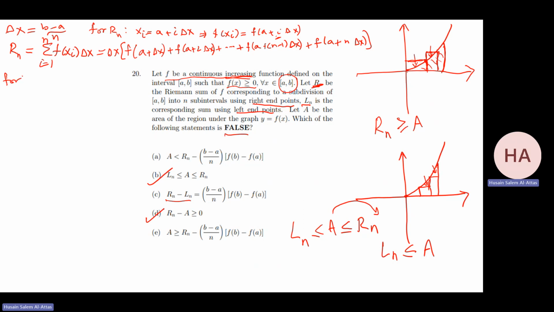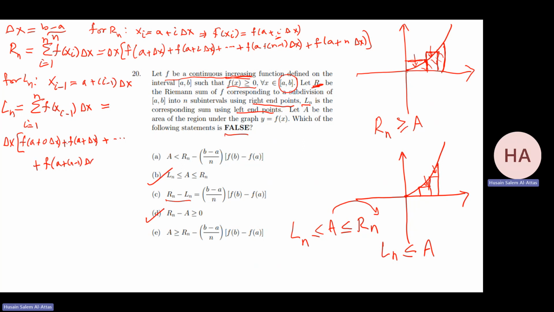Okay, now for Ln. I need x(i minus 1), since I'm using the left endpoint, that will be a plus (i minus 1) delta x. And f of x(i minus 1), so what will be Ln? Ln will be the summation i equals 1 to n of f of x(i minus 1) delta x, which is delta x times f of a plus 0 delta x, plus f of a plus delta x, and so on, plus f of a plus (n minus 1) delta x. That will be Ln.